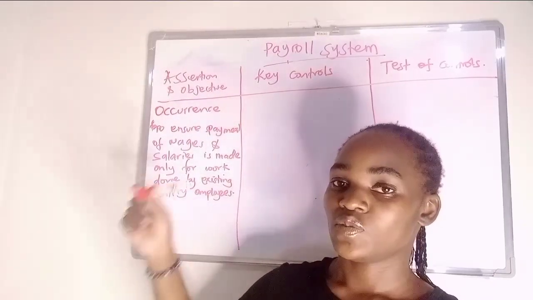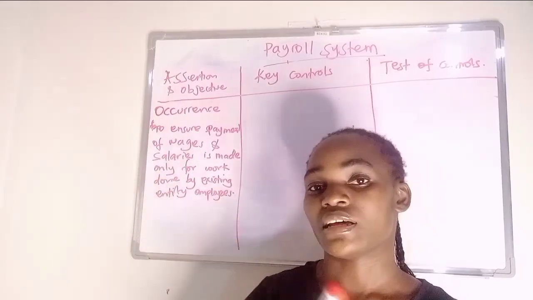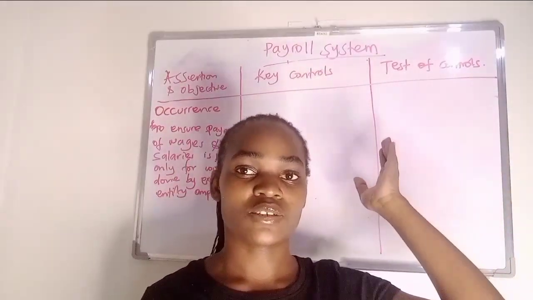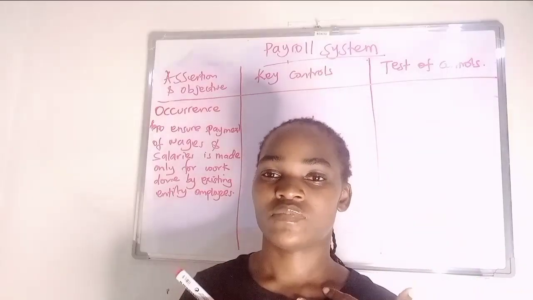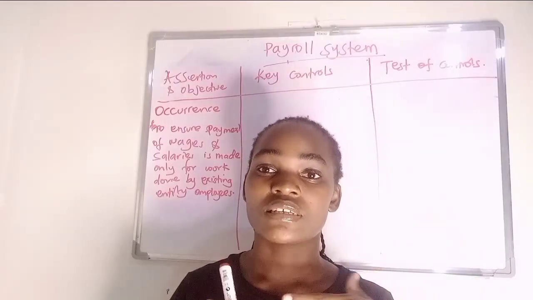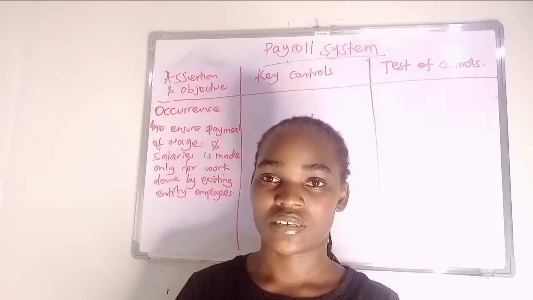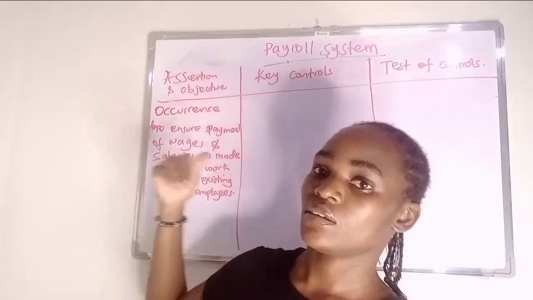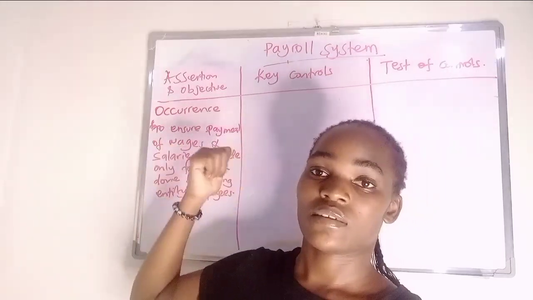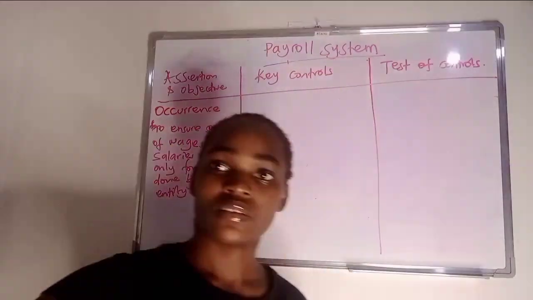Yeah, segregation of duties, and then we know the test of control for segregation of duties. The auditor is supposed to just observe to see if there is clear segregation of duties. So before you think of any other control when it comes to the occurrence assertion, the first one is segregation of duties.